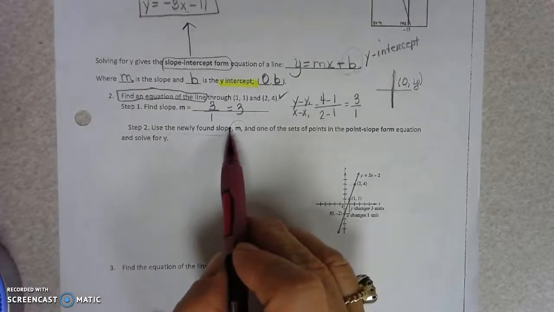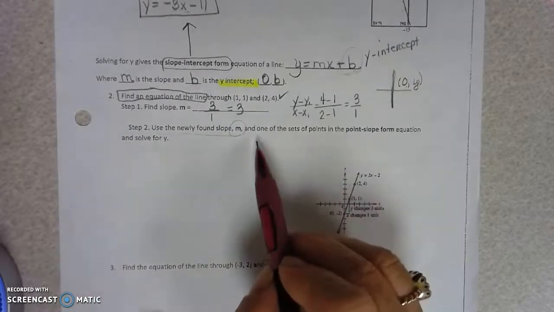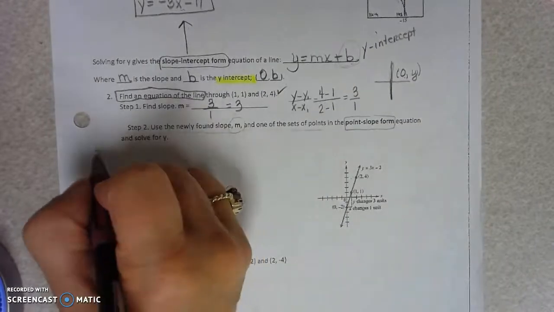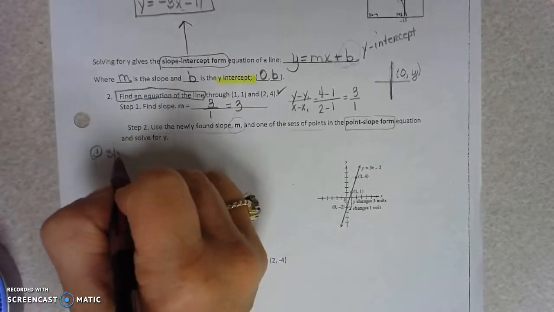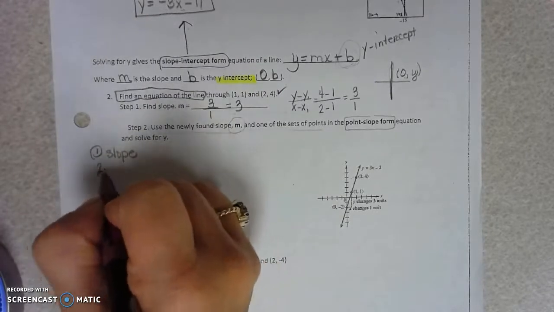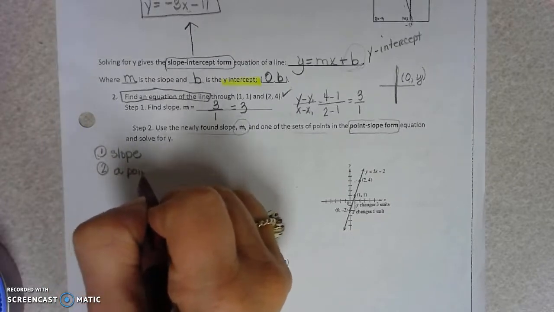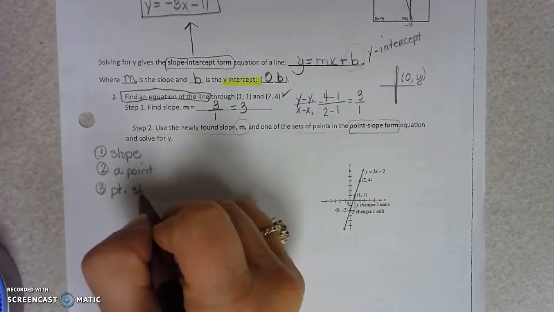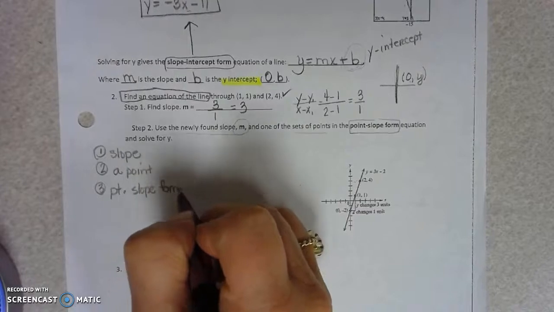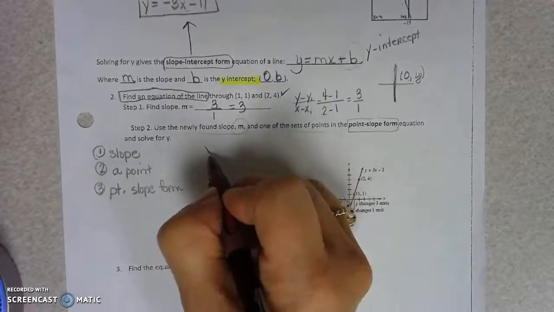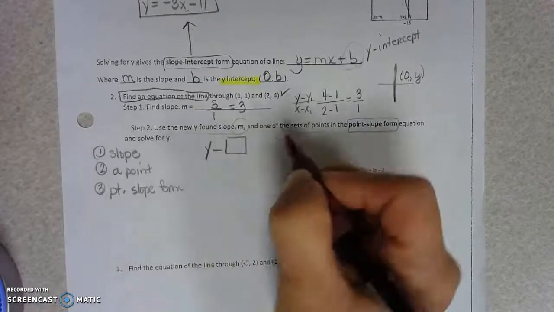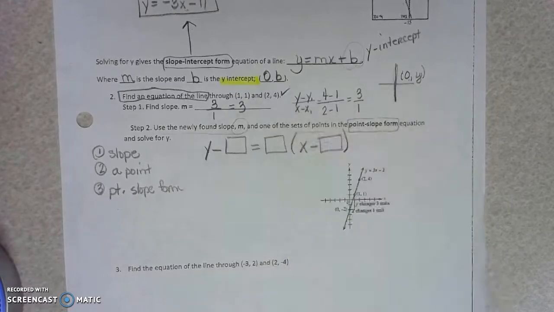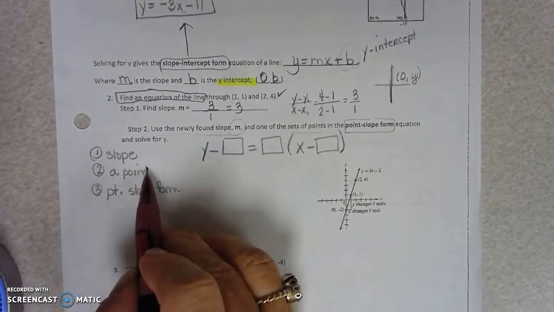Use the newly found slope, which is 3, and one of the sets of points and put it in point slope form. So number 1, you've got your slope. Number 2, a point. Number 3, point slope form. Okay, point slope form: y minus some y equals slope times x minus the x value of your point.